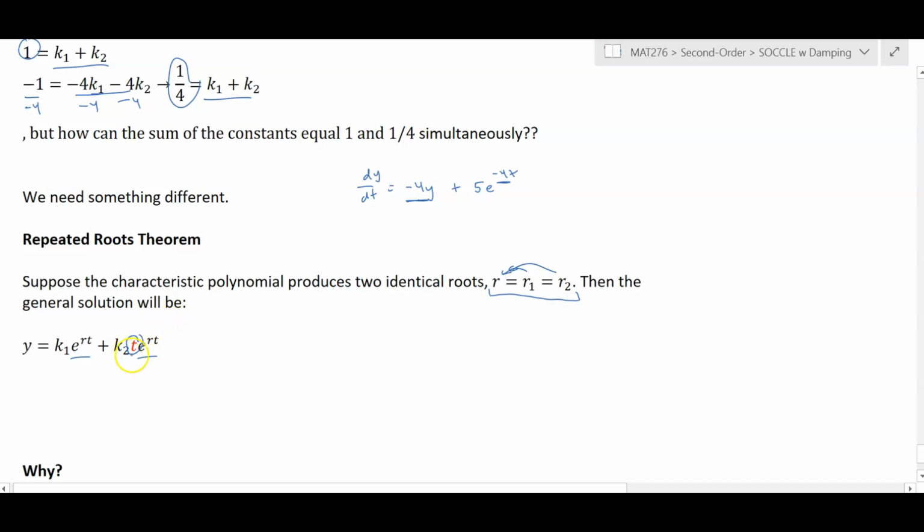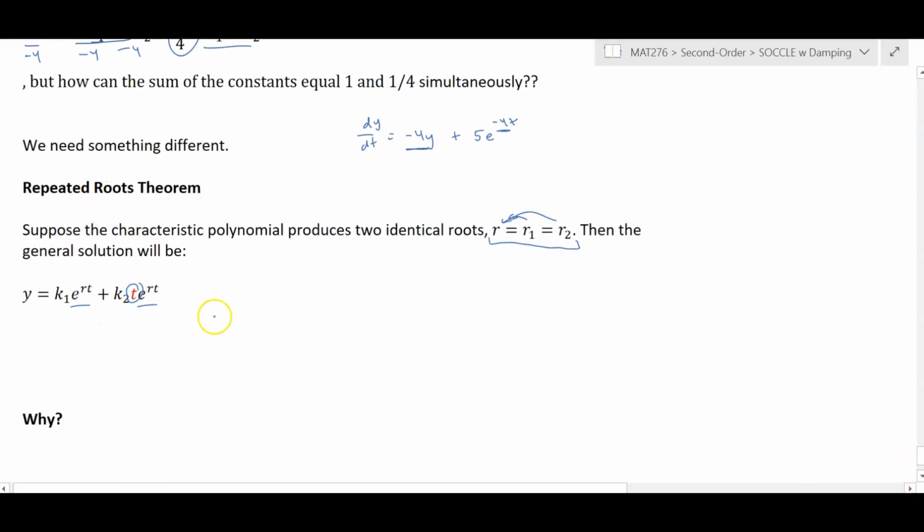Or, I mean, you could call this k1 t e to the rt and call this k2 e to the rt. Makes no difference. So in our case, that would be y equals k1 e to the negative 4t plus k2 times t e to the negative 4t. And now when you take this guy's derivative, you still get negative 4k1 e to the negative 4t. But here you have to use the product rule because you have a function of t times another function of t.